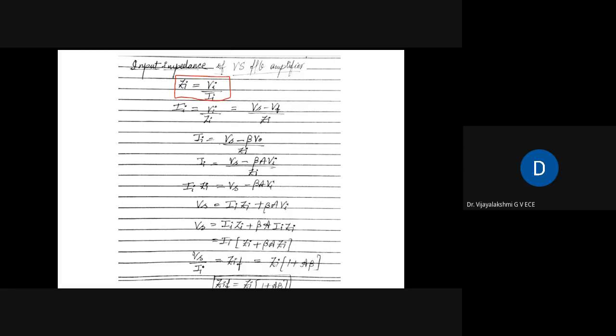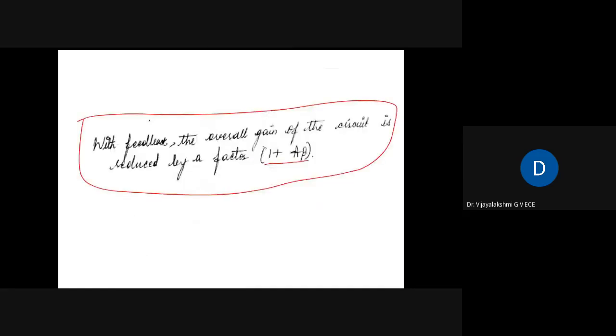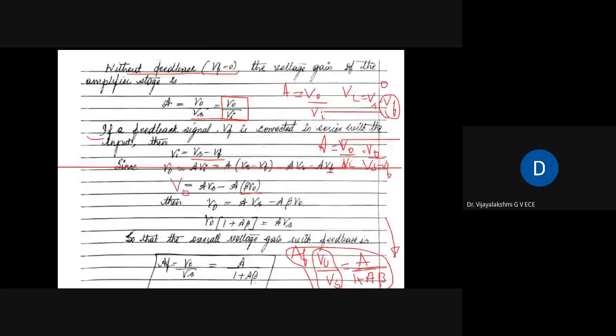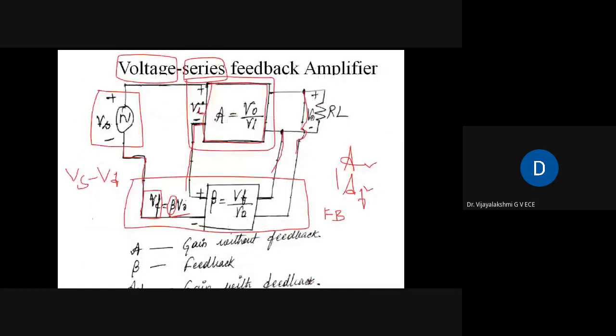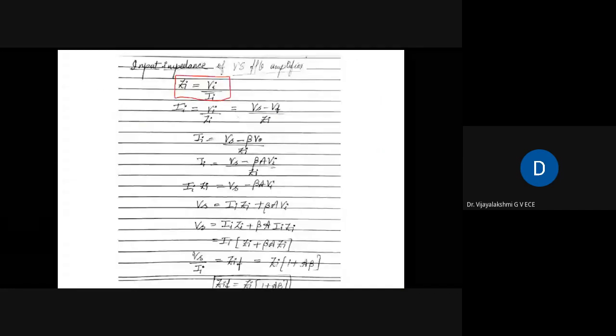And you all know what is Vi? Vi is nothing but Vs minus Vf. Refer to this first figure. So we have substituted Vi is equal to Vs minus Vf divided by Zi. Now once again, Vf is the feedback signal that is given by beta times V naught. So Ii is equal to Vs minus beta times V naught, where Vf is substituted as beta times V naught.